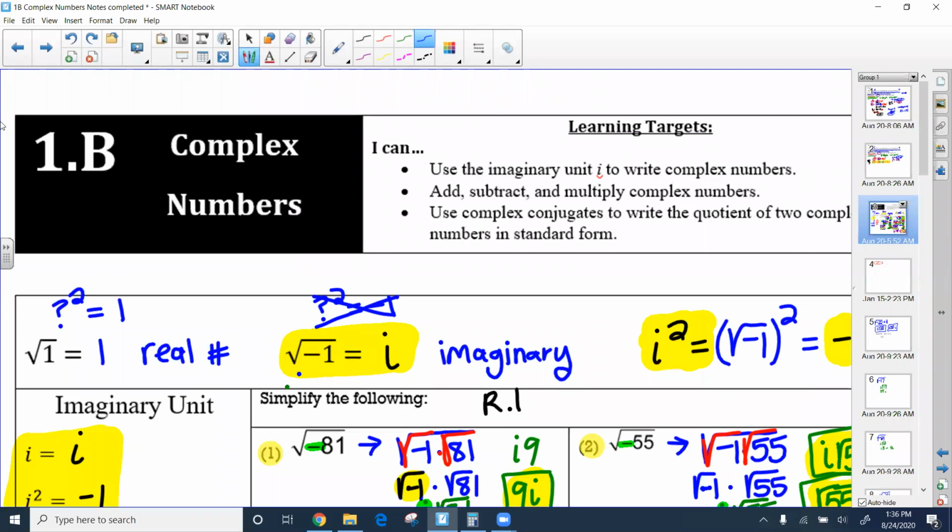So we're continuing with 1B, still talking about complex numbers. On Thursday, we used the imaginary unit i to write complex numbers. Friday, we did adding, subtracting, and multiplying. And so today we're doing the last learning target, which is to use complex conjugates to write the quotient of two complex numbers. So we're going to be doing dividing.